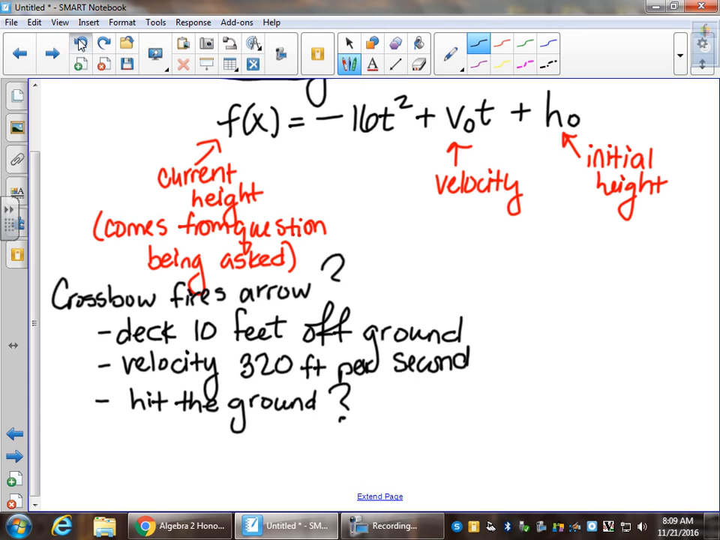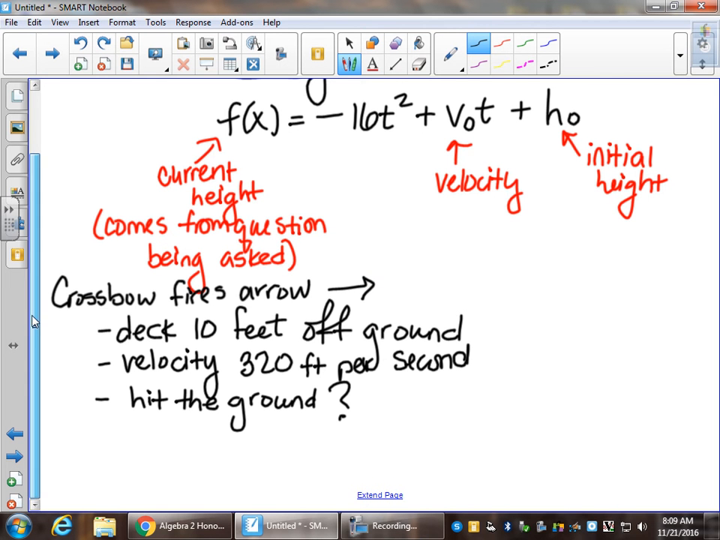So these are our three key pieces of information given by the scenario. A crossbow is firing an arrow off of a deck 10 feet off the ground. The velocity is 320 feet per second. When does it hit the ground? Velocity comes right out to us, right? The key is determining which is initial and which is the current.